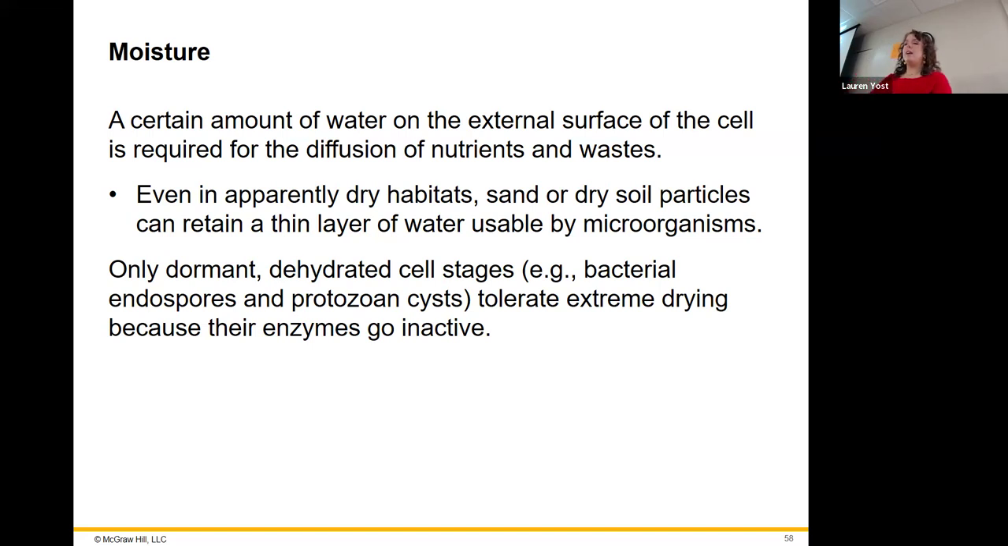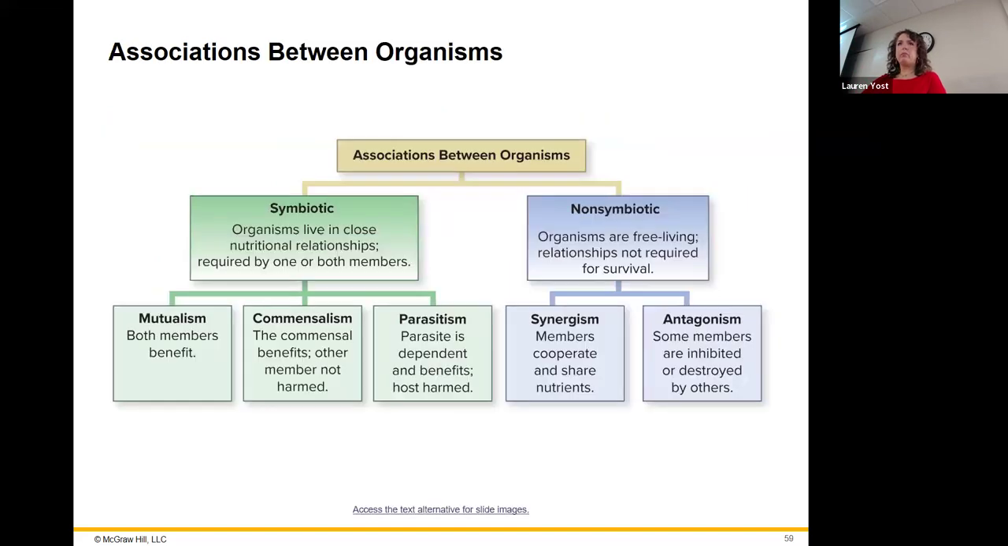Moisture, of course, goes back to the osmotic pressure thing, but also to the fact that you need water to sustain your cells, right? So you can be dehydrated or dried out versus not.